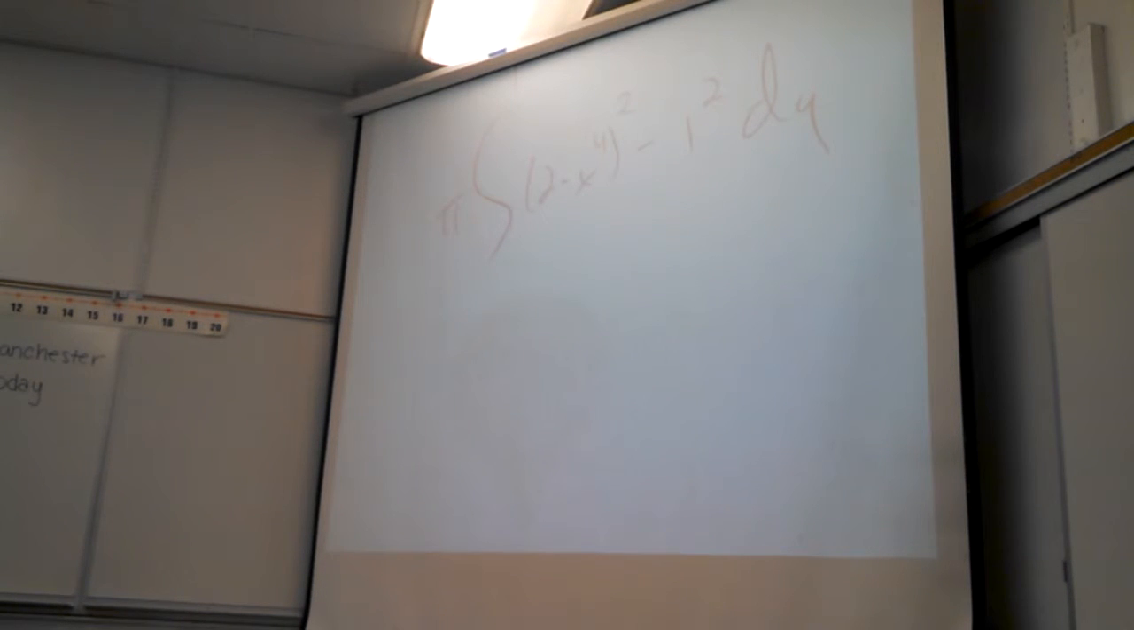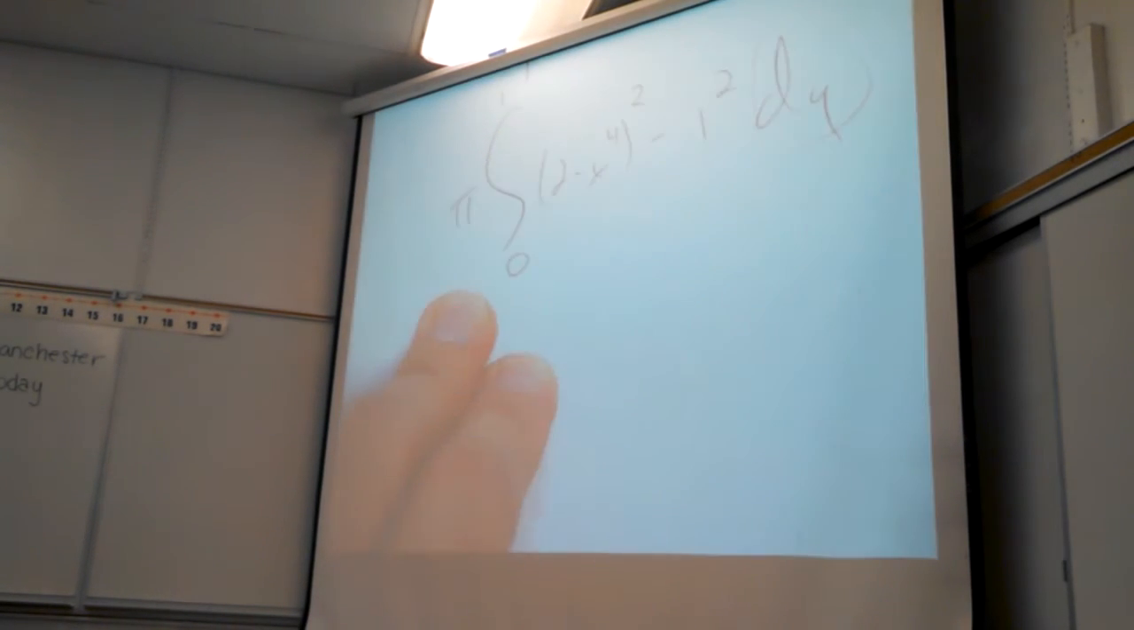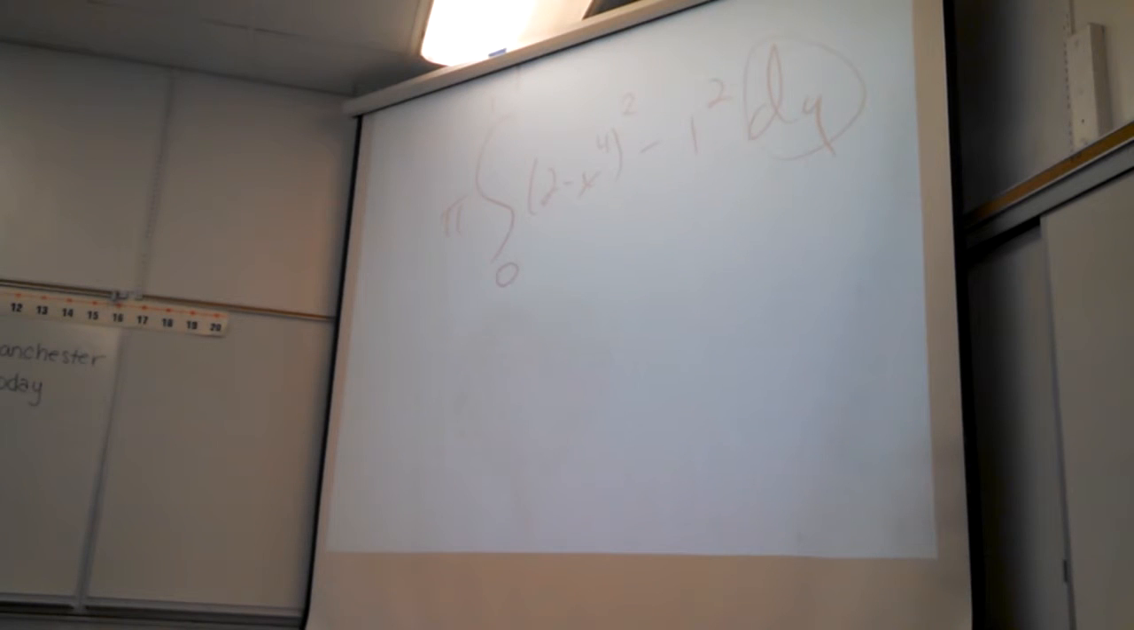Is this good? And this is relatively simple, right? What are my limits going to be? It's got to be what y is doing, and of course y is doing the same thing that x is doing, 0 to 1. Doesn't always happen that way, right? It just happens to be that way here. And if we integrate this, we should get the same thing we got before.